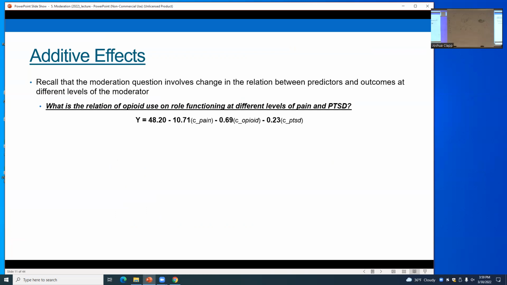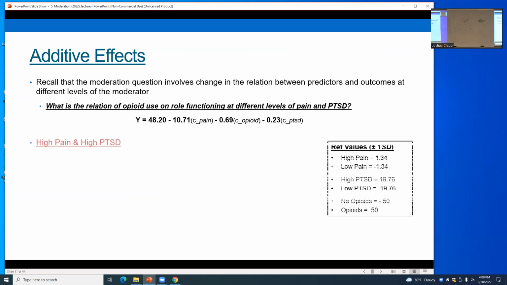But with these additive models, remember what we wanted to do: we want to look at the change in the relation between my predictors and my outcomes at different levels of my moderator, right? So reading what my question is, why we started this whole thing, I want to know what the impact of opiate use on role functioning is at different levels of pain and PTSD. If this is our mathematical representation of our prediction model, what we can do is start plugging in different values for pain and PTSD.